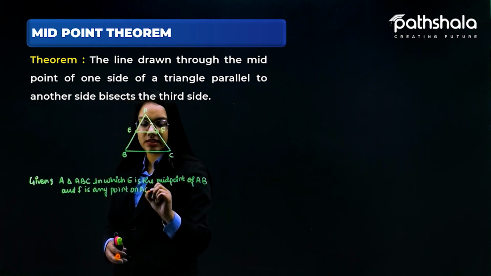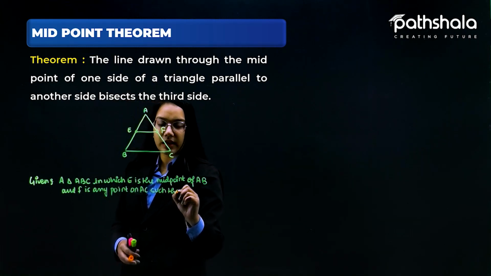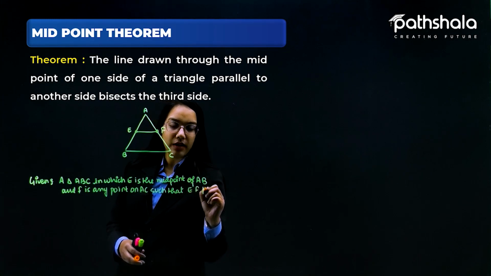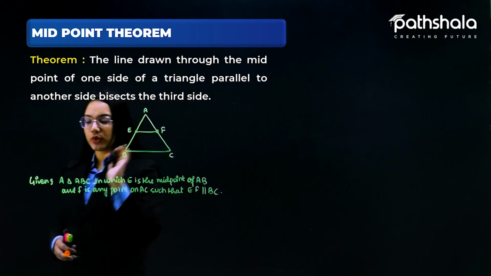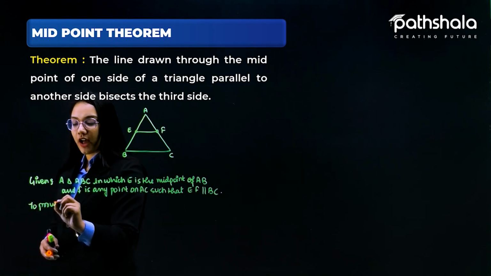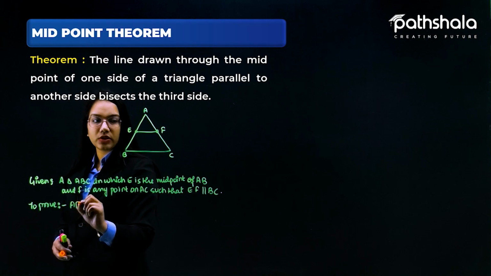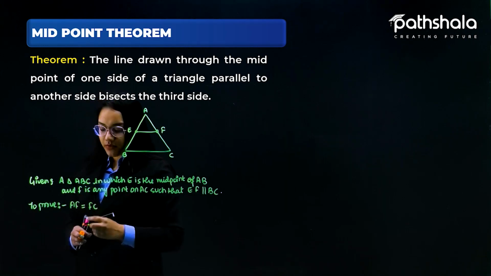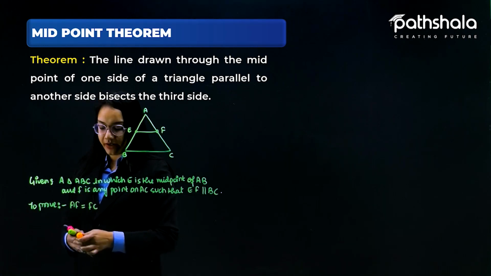and F is any point on AC such that EF is parallel to BC. It is already given in the question that EF is parallel to BC. Now what we have to prove is that AF is equal to FC, meaning F is the midpoint.